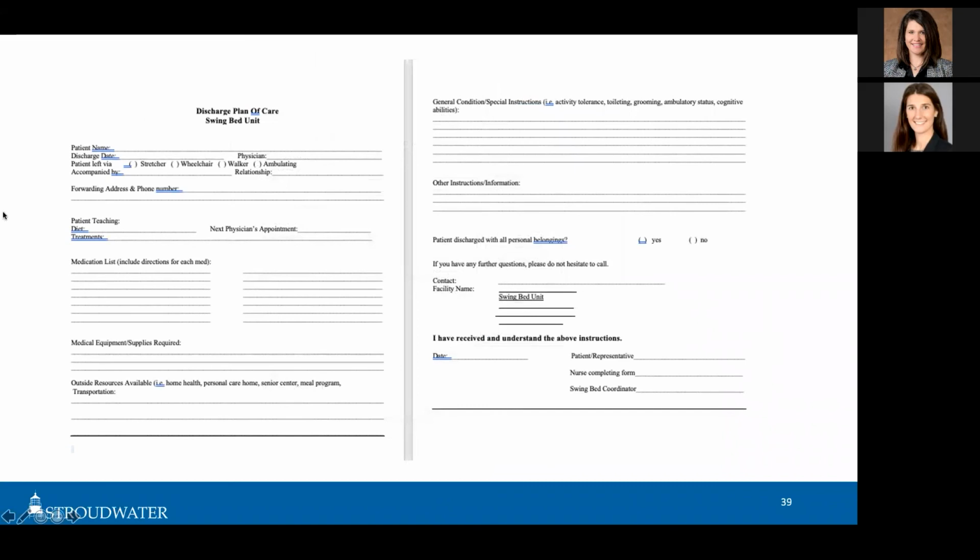This is a discharge plan of care for your swing bed. So, you know how I talked about patient teaching. So what type of education was provided to the patient? That's included here. Some, you know, what medications, any medical equipment or their DME requirements. What are some of their outside resources? We had talked about that. What are their needs as it relates to transportation? And further instructions. So this here can be a form for your discharge plan.